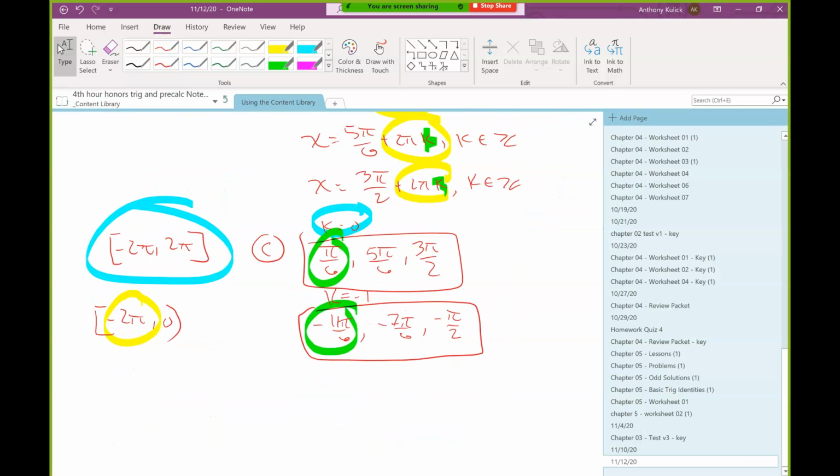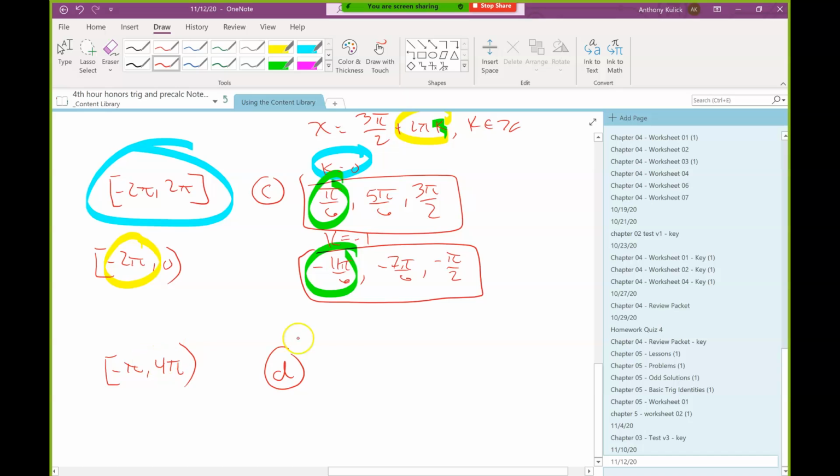Okay. Are we ready to do D? So D, I think, was negative pi to 4 pi, like this, right? Is that right? Okay. So all of my answers for A lie inside this interval, right? Everybody agree with that? So I'm just going to recopy those answers because I know all of those work.